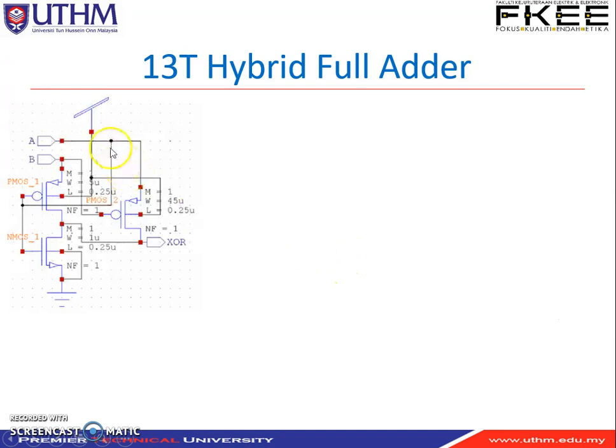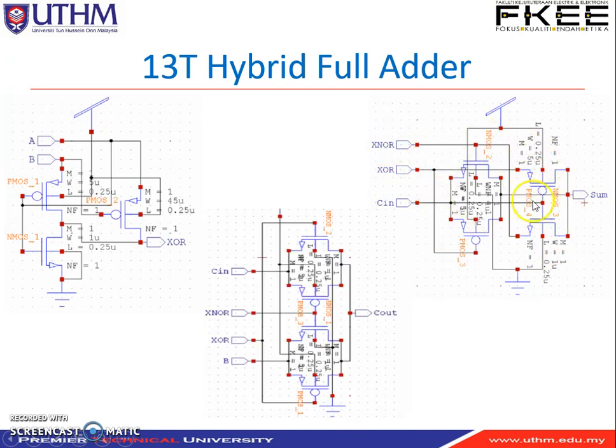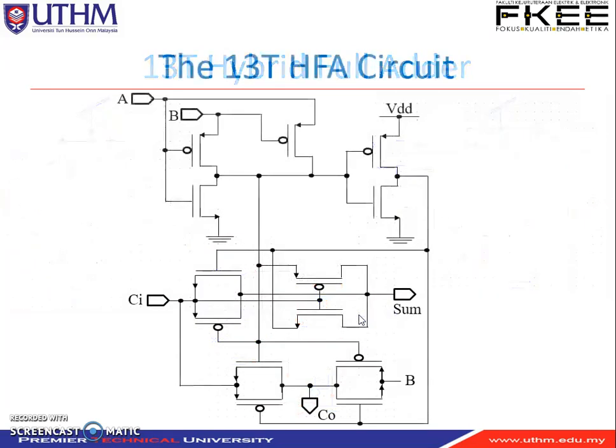This is the actual circuit for module 1. The XOR consists of 3 transistors. This is the output, and that will be connected to an inverter before we produce XNOR. And this is the second module, where we produce the sum. For the last part, module 3, the output from the XOR over here and the XNOR after the inverter produce the carry out. So this is the overall circuit of the 13 transistor hybrid full adder.